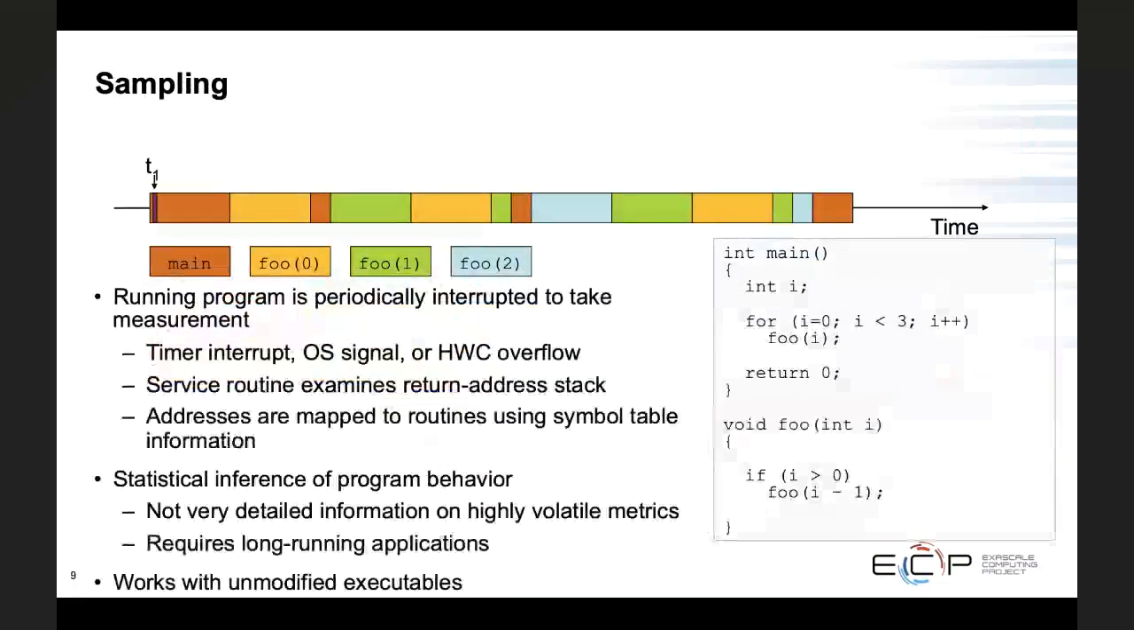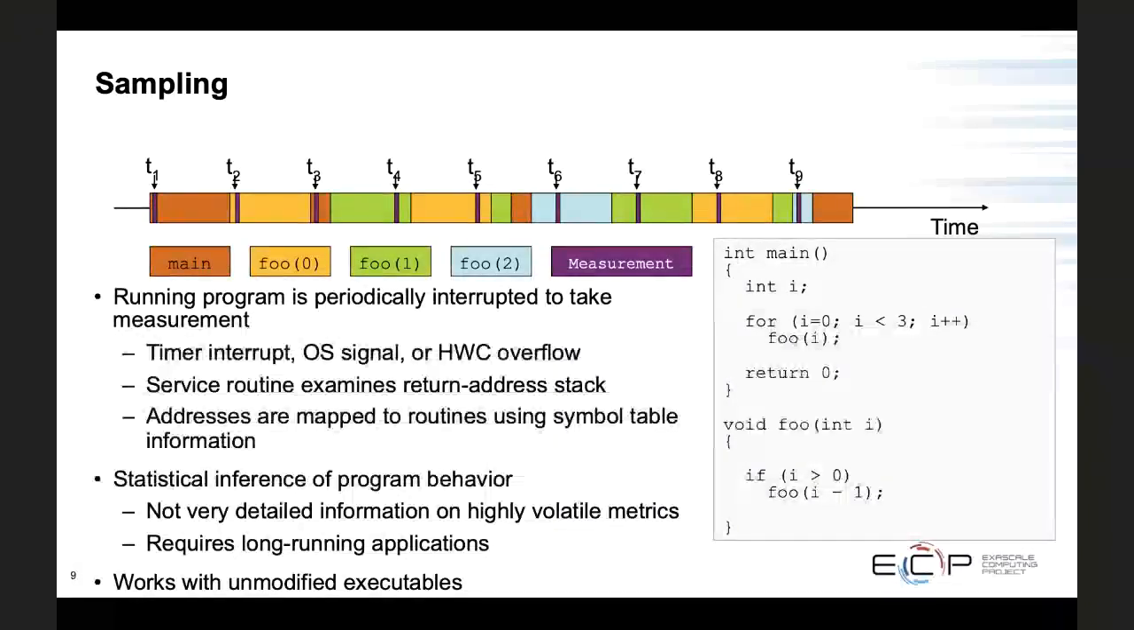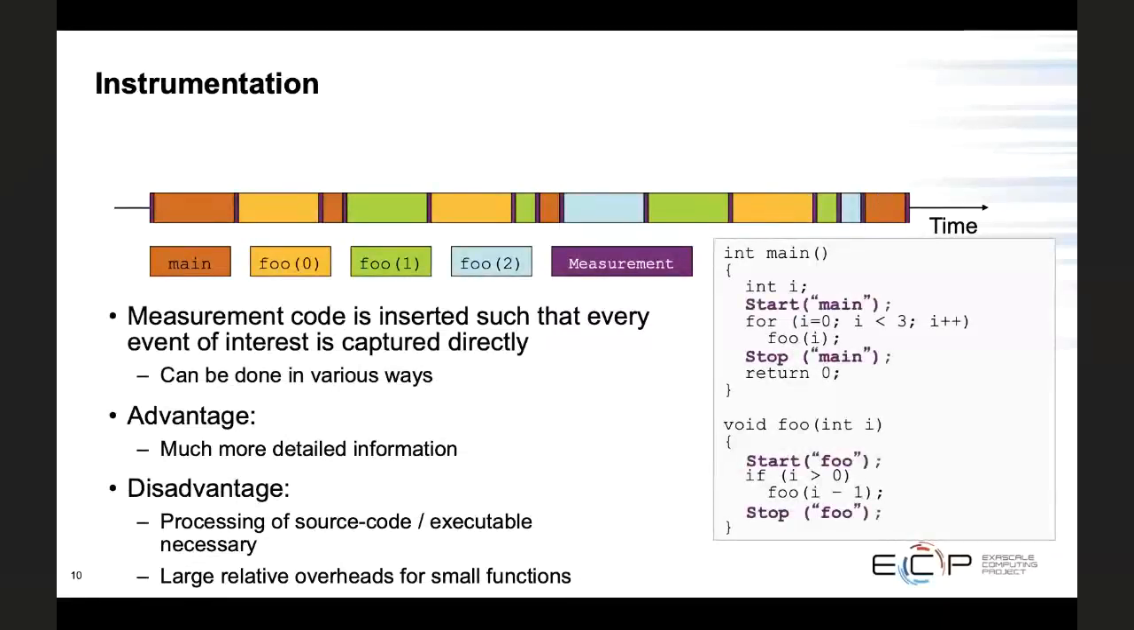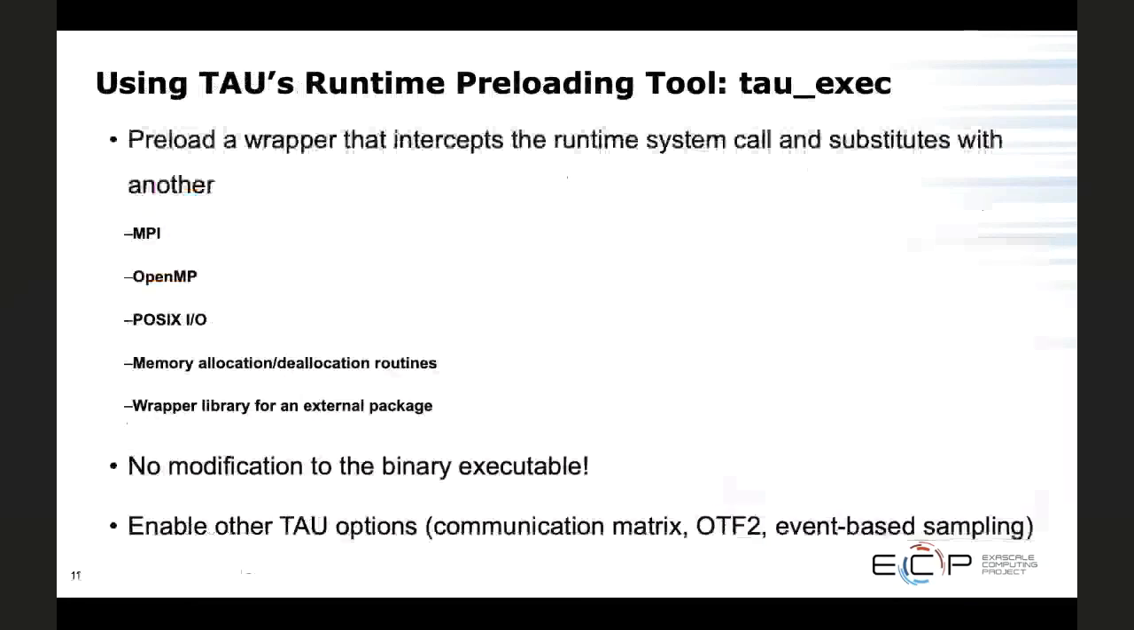So with sampling, we run the program and it is interrupted periodically by some timer interrupt generated by the operating system, or it could be through the overflow of some hardware performance counter data. And then based on these collected samples, you can then attribute the time. In instrumentation, on the other hand, we insert the hooks by the start and stop calls, and you can see exactly when a particular function begins and ends. And it gives you much more detailed information, but the disadvantage is that you need to process the code.